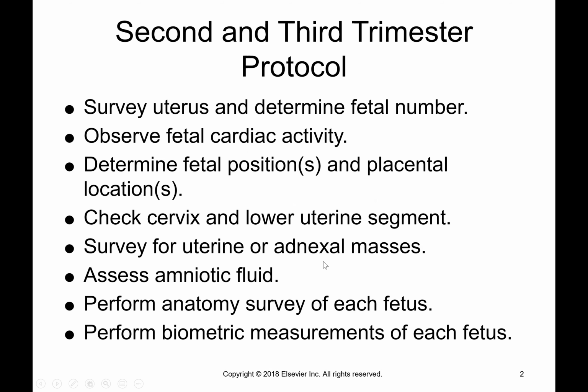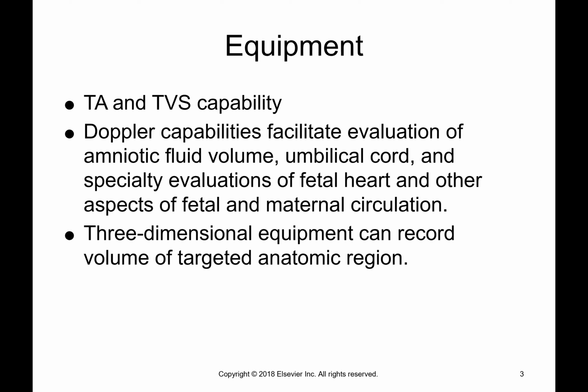And I'm not going to repeat myself on this, but again, get familiar with that. Now equipment, most of the time by 18, 20 weeks, we use a transabdominal probe and we scan on the belly unless we need to look at the cervix. And then in that case, we can use the transvaginal probe.